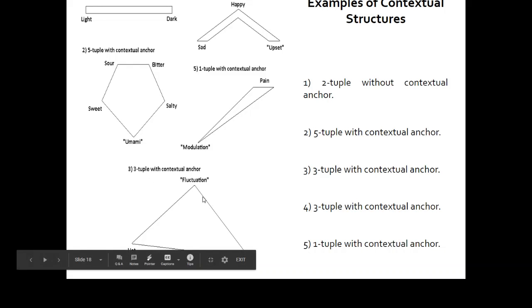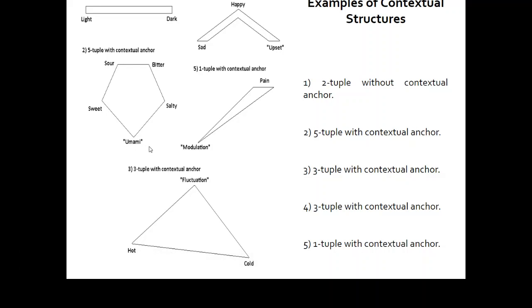Fluctuation gives us a means to give a contextual anchor to that. There's a contextual anchor, umami. In taste, we have these different tastes: sour, bitter, sweet, salty, and umami. And umami is actually a Japanese word, meaning like some taste, and it's common in Japanese cuisine.